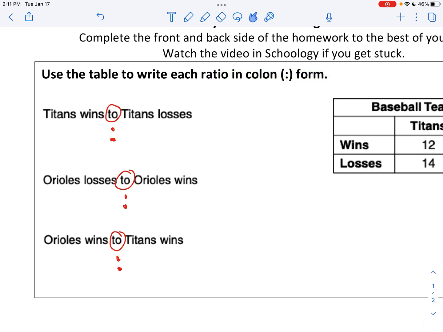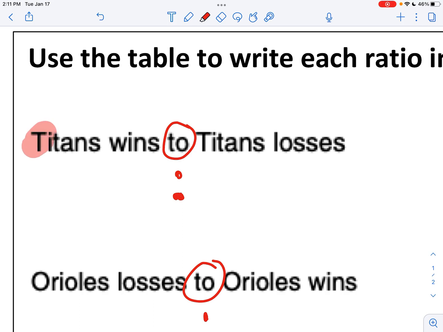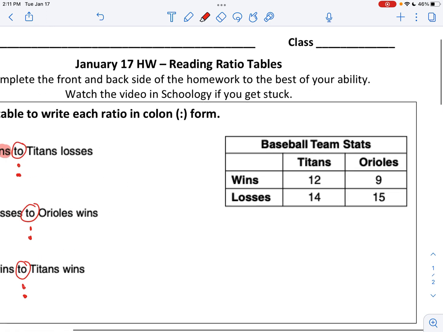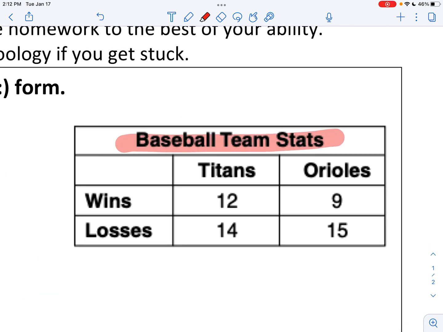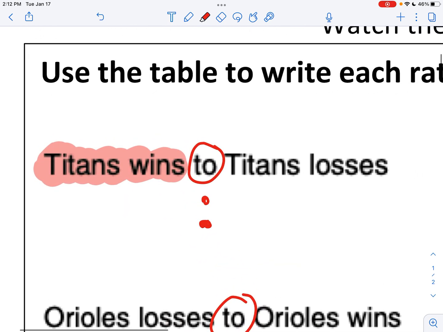Okay, now I'm going to look at the ratio words, and I see in front it says Titans wins. So if I go over to my table, yep, it says baseball team stats up there. It doesn't really matter if you don't know very much about baseball. What we're looking for is the Titans wins. So here's the Titans column. Here's the wins row. So this spot where they match, that's the number we're going to write. I'll highlight that again. We're going to write this 12. So where it says Titans wins, I'm going to write 12.